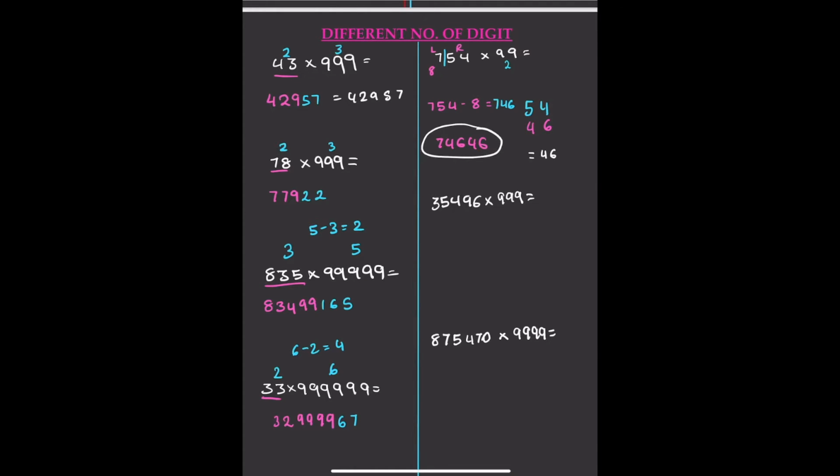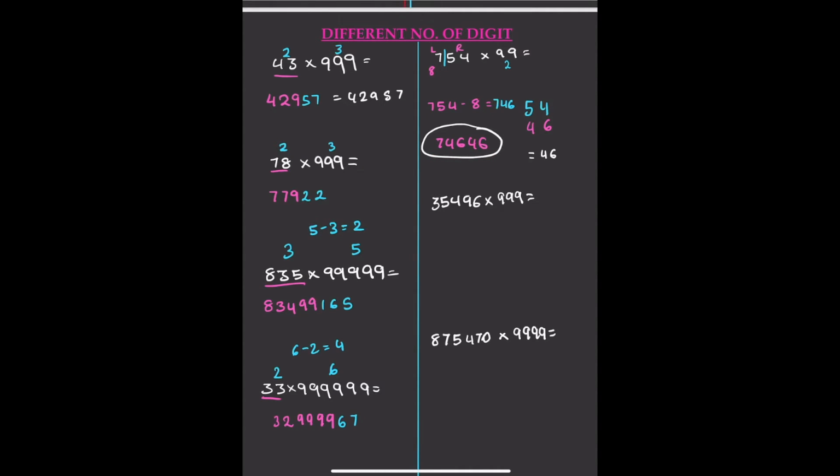With the left-hand side, we added 1 to the left-hand side number. So we did 7 plus 1, which was 8, and we wrote that 8. Then we subtracted this 8 from the total number, which was 754. We did 754 minus 8, which gave us 746. With this we merged these two numbers, so we put the 746 from the left-hand side with the 46 from the right-hand side. So the answer became 74646.